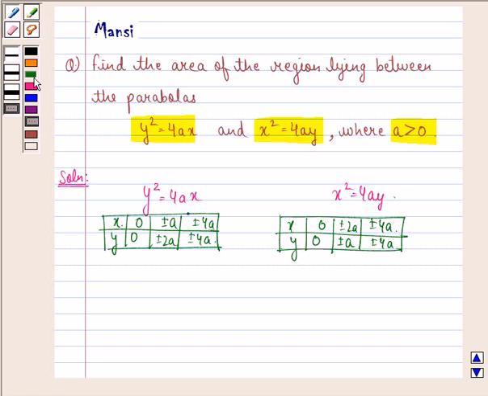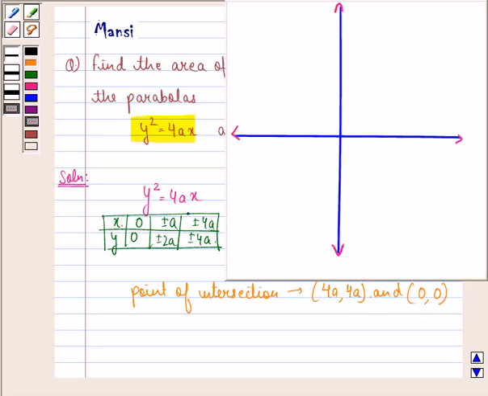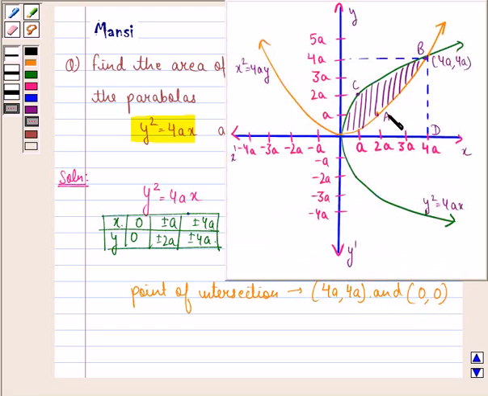So by this we can tell that their point of intersection is 4a, 4a, and the point 0, 0. So we draw the graphs. This is x square equals to 4ay, this is y square equals to 4ax. We draw these two graphs by plotting the points. Now this is the point of intersection.